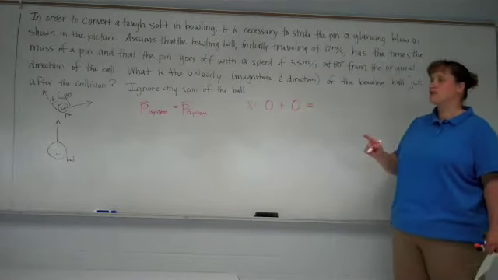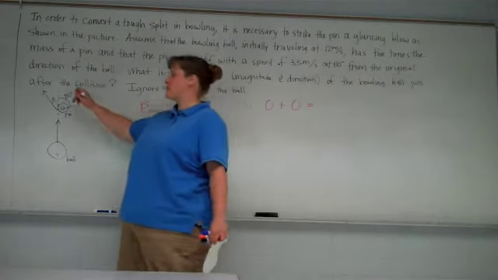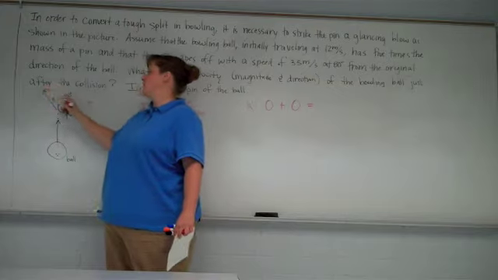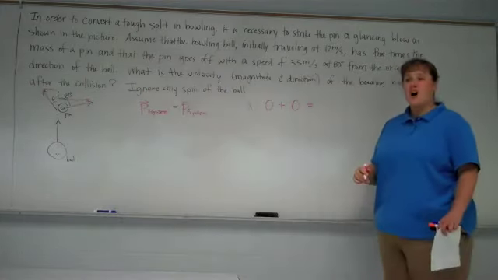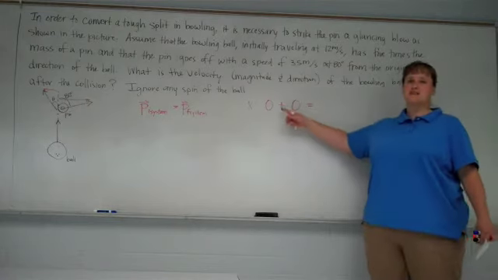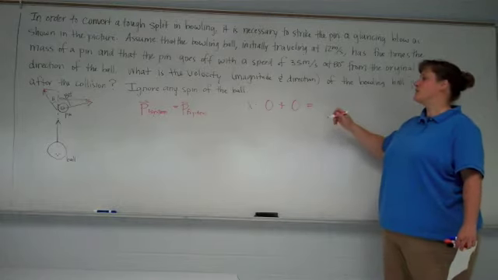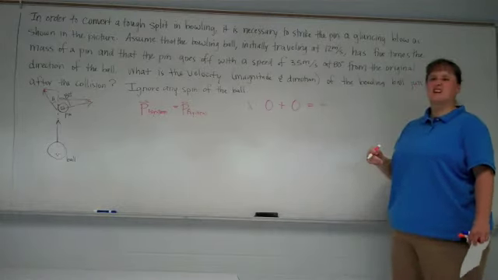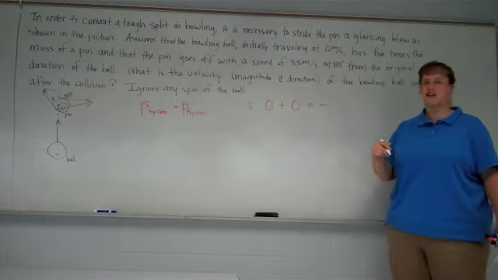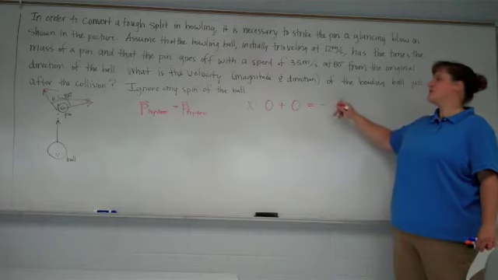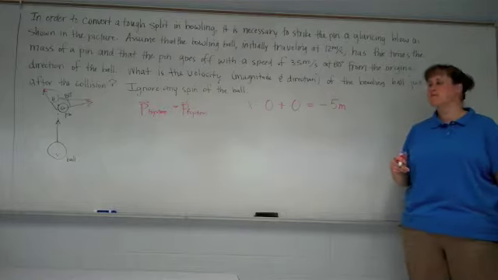After the collision, the bowling ball has momentum. It has an x component right here. The pin has an x component as well. They're going to be in opposite directions with equal magnitudes so that they add up to be 0. So the momentum of the bowling ball, I'm going to call it negative since I know it's to the left. If you call it positive, that's fine, you'll just get a negative answer. The mass of our bowling ball is 5 times whatever the mass of the pin was, so 5m.